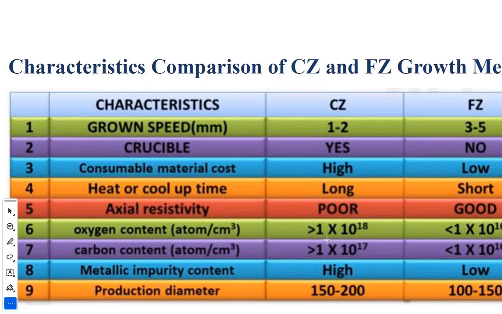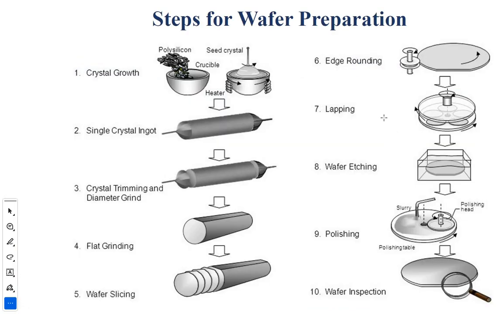Oxygen content, in atoms per cubic centimeter, is greater than 1 times 10 to the power 18 for CZ and less than 1 times 10 to the power 16 for FZ. Carbon content, in atoms per cubic centimeter, is greater than 1 times 10 to the power 17 for CZ and less than 1 times 10 to the power 16 for FZ. Metallic impurity content is high in CZ and low in FZ, followed by production diameter: 150 to 200 only for CZ, and FZ has 100 to 150.